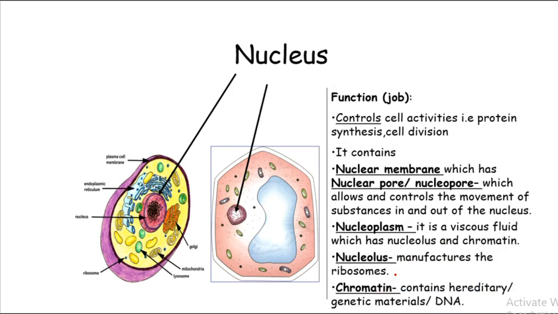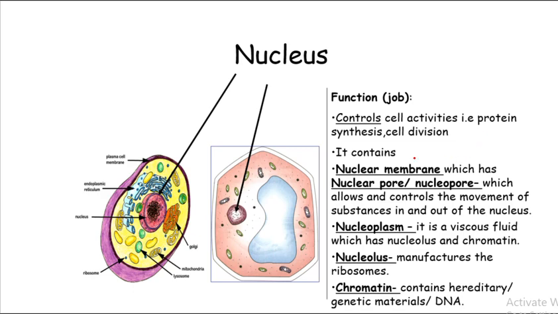Let's look at the role of a nucleus. What is the role of the nucleus? It controls cell activities. It means when the nucleus is dead, the cell will be dead, because there will be no control of cell activities, thus leading to death of the cell. So the nucleus controls cell activities, which can include protein synthesis and cell division.